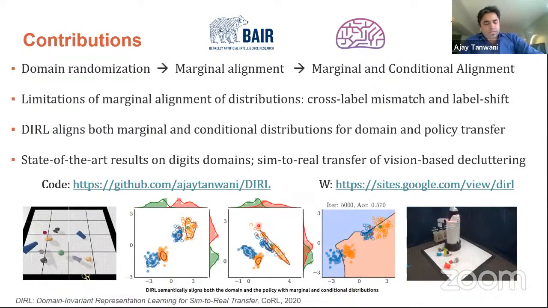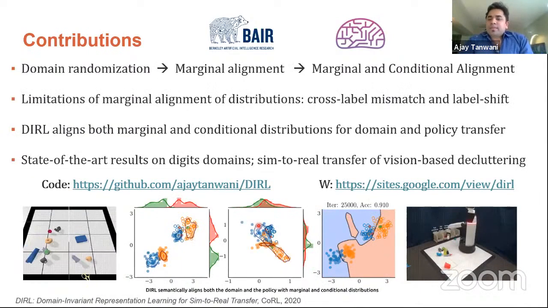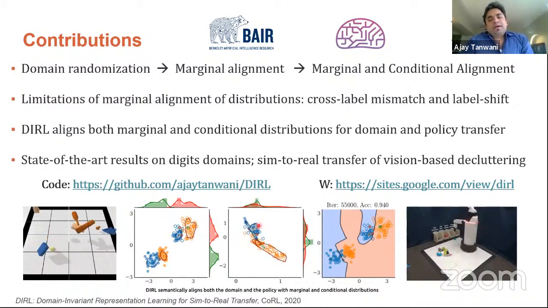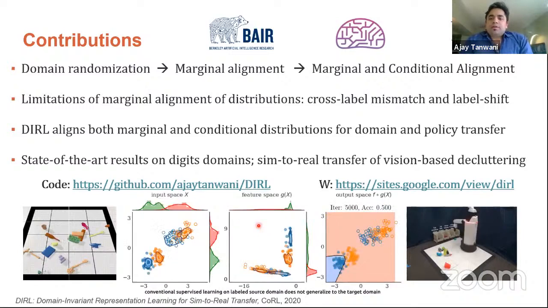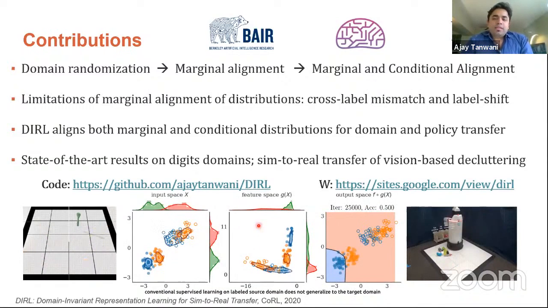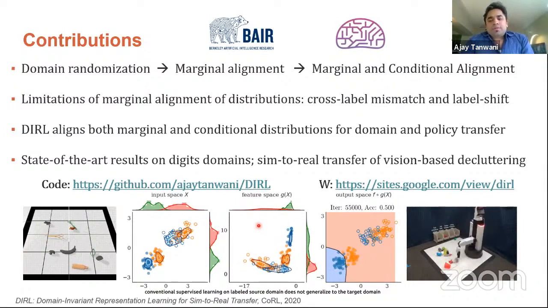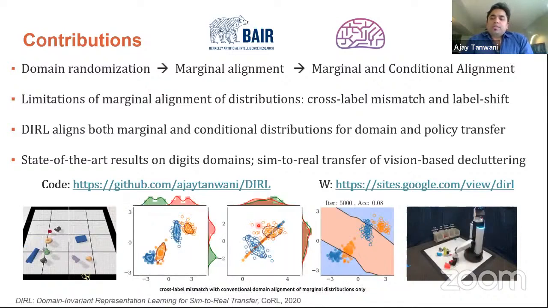The main takeaway of this work is that domain randomization is a promising approach for sim to real transfer, but one should not stop there. Incorporating the real data by aligning the marginal distributions can lead to performance improvement, but may also result in negative transfer with cross-label mismatch or label shift that we highlighted in this study.